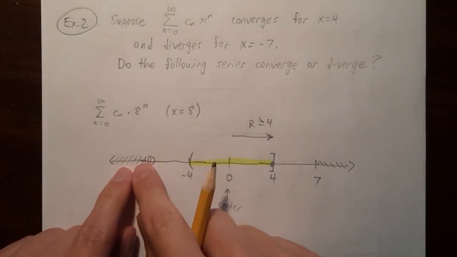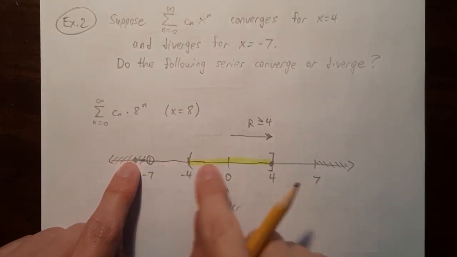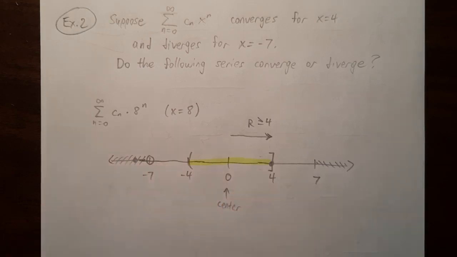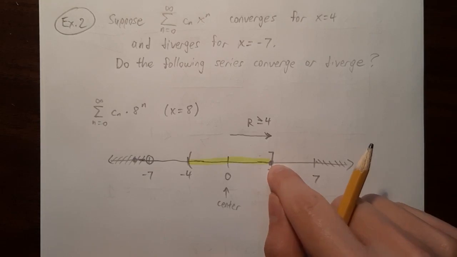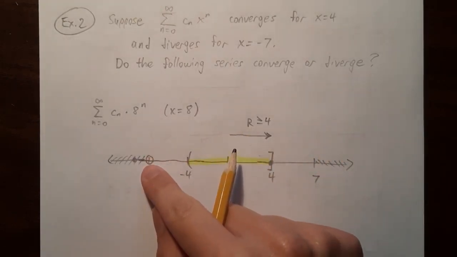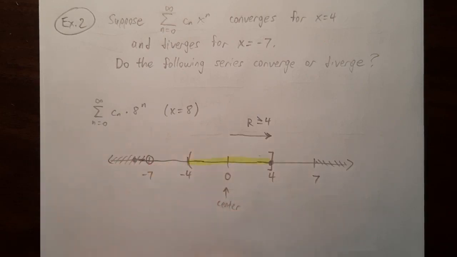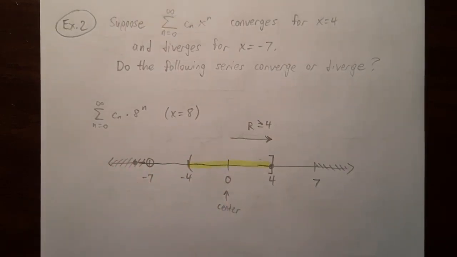Why? Because if anything out here was convergent, then anything closer to the center point would also have to converge, because again, the interval is centered at 0. So the basic principle at work here is if you're convergent at one point, then all points closer to the center are also convergent. And if you are divergent at a point, then all points further away from that point, or further away from the center point, also have to diverge.